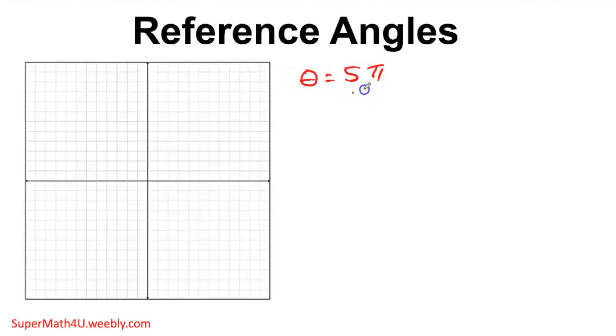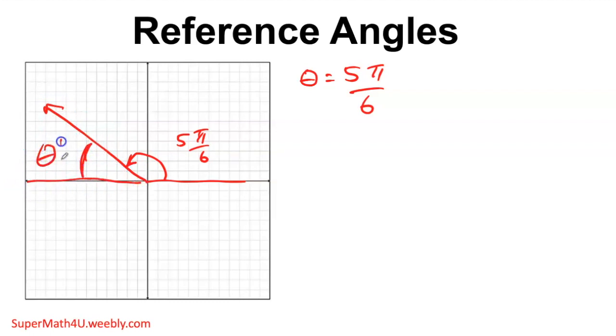Alright, let's do one more. Theta is 5 pi over 6. I know that from here to here is pi. That means 5 pi over 6 is less than that, so it's going to be around there, and this is going to be 5 pi over 6. Now my reference angle is this terminal side with the x-axis. That means this is my theta prime. So I need to find out how much that angle is, because this is almost 180, almost pi.